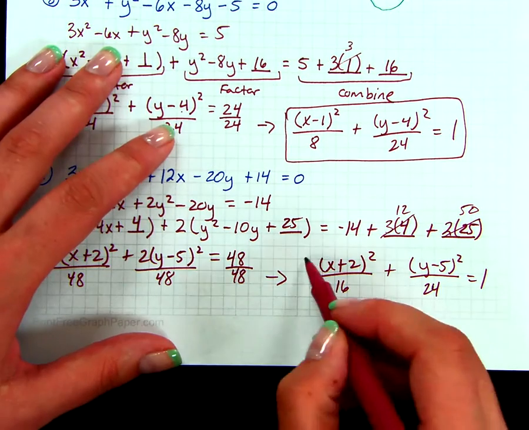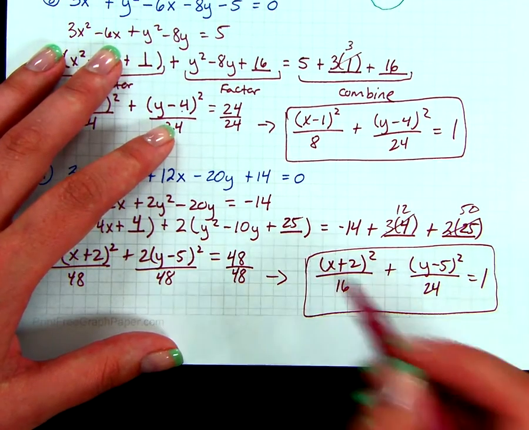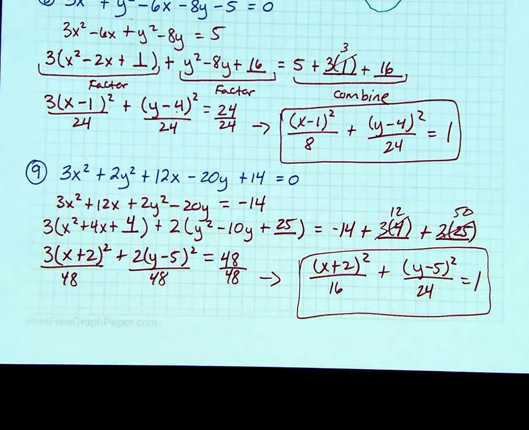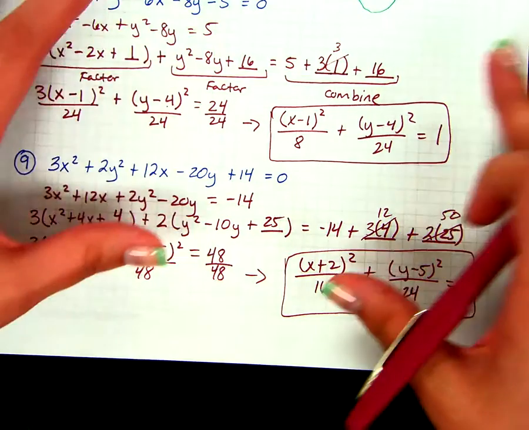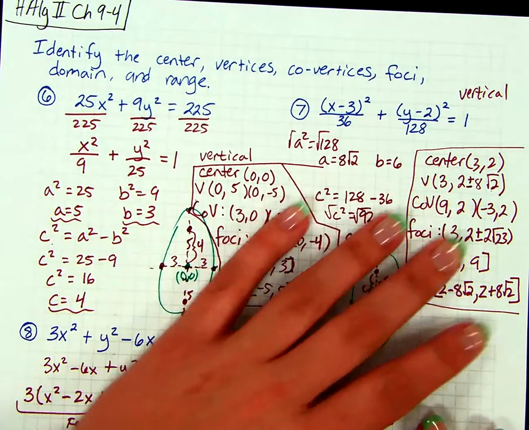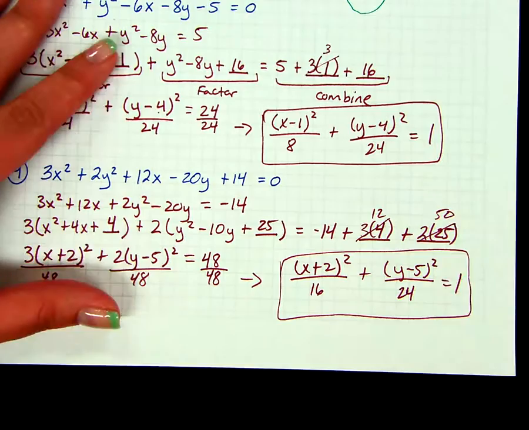So again, this is going to be our equation written in the standard form of an ellipse. And then from this form, if we needed to, we would be able to find the rest of this information that we did before.